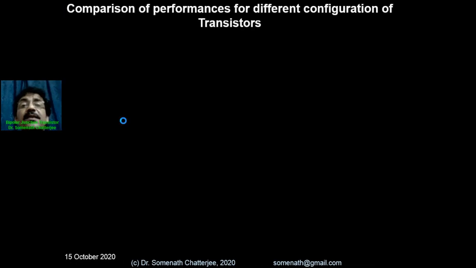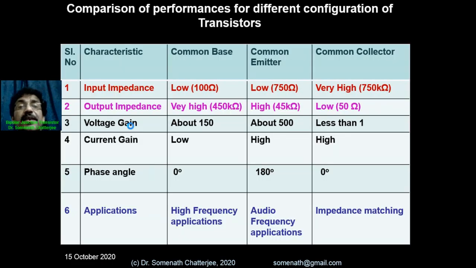So now the comparison of performance of the different configurations. From there we can select for which purpose we will use which configuration, that means in the circuit board, right? The input impedance for common base configuration is very low. For common emitter it is low, but in common collector it is very high.